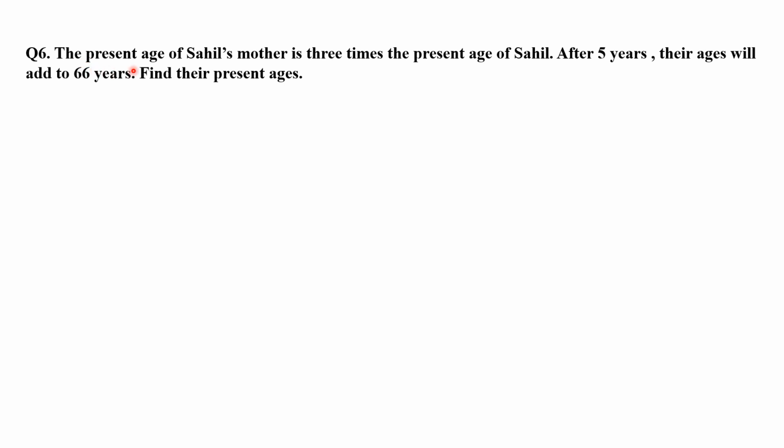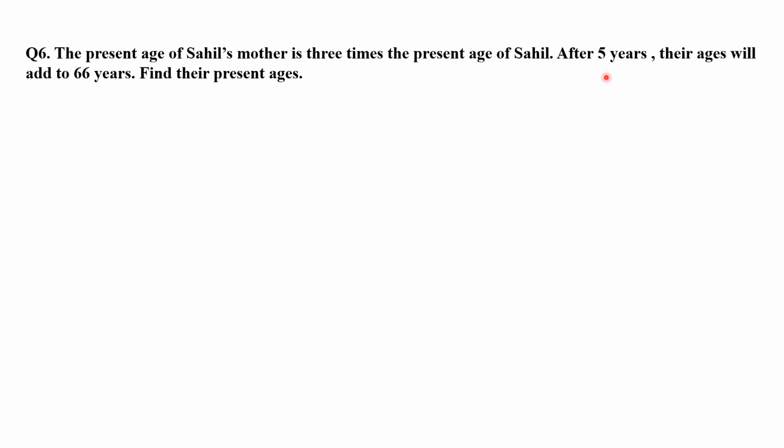The question is, the present age of Sahil's mother is 3 times the present age of Sahil. It means whatever the present age of Sahil is, the mother's age is 3 times that. So if I'm taking Sahil's age as 7 years, the mother will be 3 times 7, 21 years. That is the meaning of it. I'm just taking a rough example.